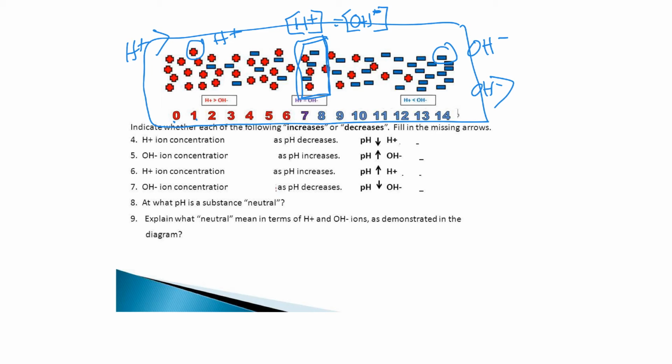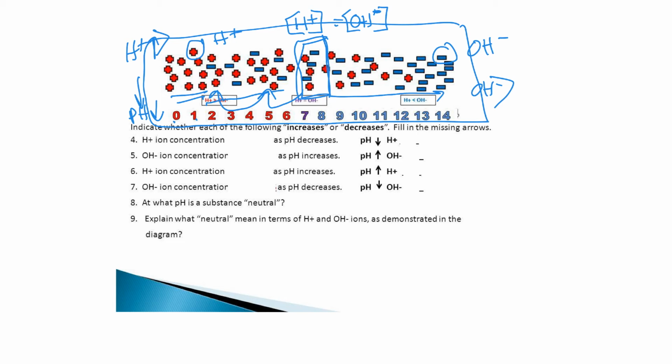And so you can look at these things and figure this out. As you go lower on the pH scale and lower again, do you see I have less and less hydroxide ions? I've got a greater concentration of hydrogen ions, and my pH goes down, right? So the hydrogen ion goes up, the pH goes down. That's very confusing for people.